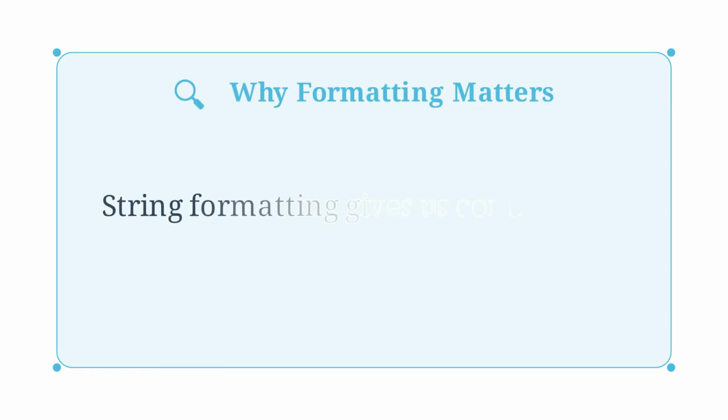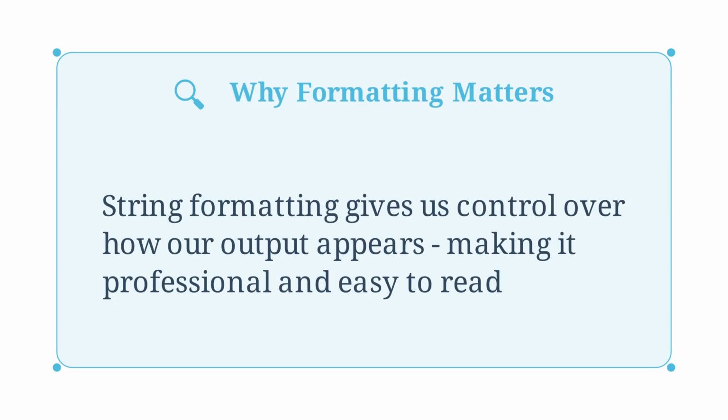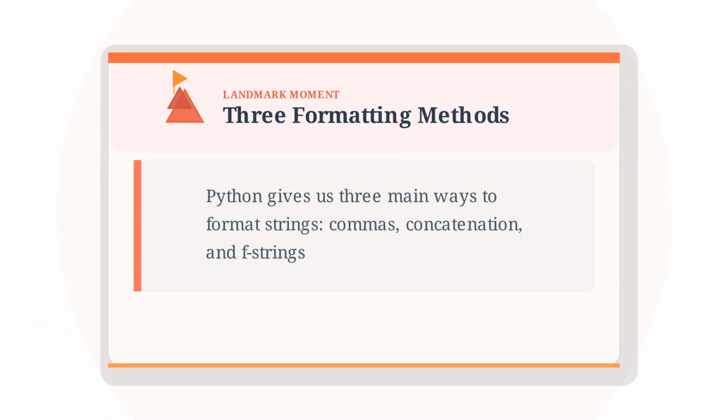When we combine text and numbers in output, we want it to look professional and be easy to read. Good formatting is what separates beginner programs from polished applications. It's the difference between messy text and beautiful displays. Python gives us 3 powerful tools for formatting output. Think of them as 3 different brushes for painting with text. Each has its strengths, and knowing when to use each one makes you a formatting master.